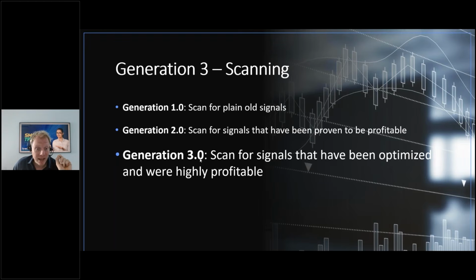Generation 3 scanning allows you to scan for signals which are profitable, and the scanner will do an on-the-fly optimization on a per symbol basis. So for IBM, the optimized parameters will be used. For Tesla, optimized parameters will be used. For Microsoft, optimized parameters will be used. And then these optimized parameters will be used to see if there are currently signals for this symbol. Sounds complicated? Let's look at an example together.